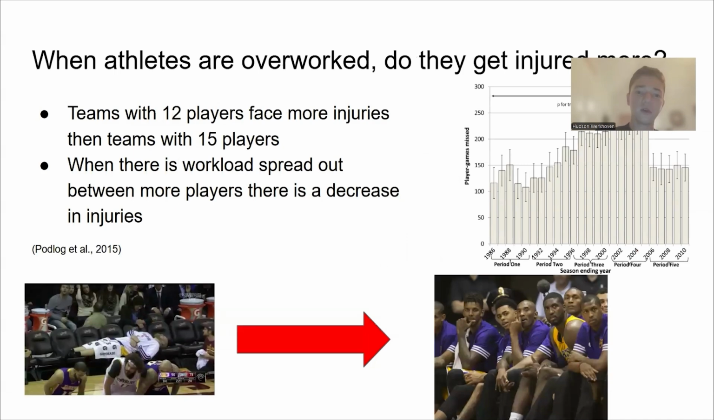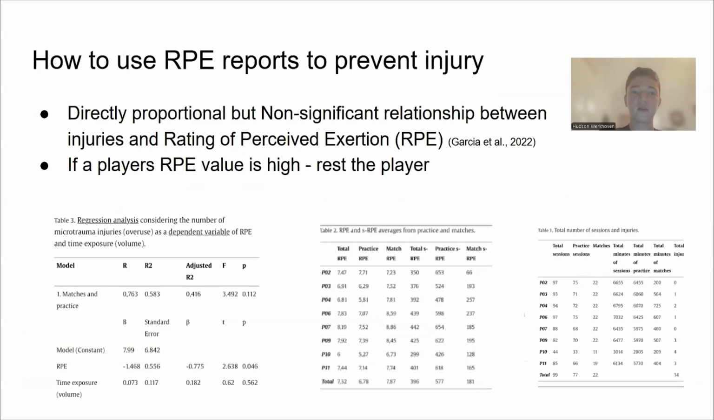When teams had 12 players, the team faced many more injuries than when the teams have 15 players now. This is because the workload is spread out more between each of the players, so each player doesn't have to work as hard. Before 2006, which is when the team expansion happened, there were about 250 player games missed per season, and after the team expansion in 2006, there were only about 150 player games missed.